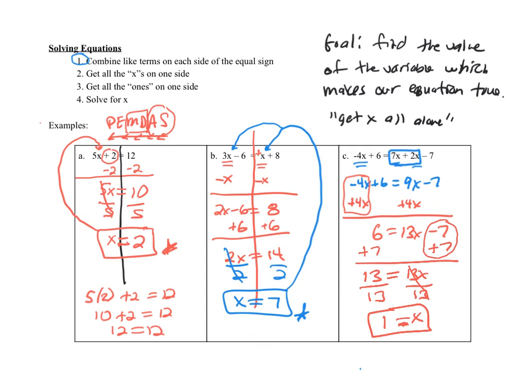You can then plug that 1 into the equations above to see if you solved them correctly. When you do that, on the left-hand side, you get negative 4 times 1 is negative 4, and negative 4 plus 6 is 2. So the left-hand side is 2. And the right-hand side, 7 times 1 and 2 times 1 are both just 7 and 2. 7 plus 2 would be 9, and 9 minus 7 would be 2. So we did that correctly. We have solved. We know we are correct.